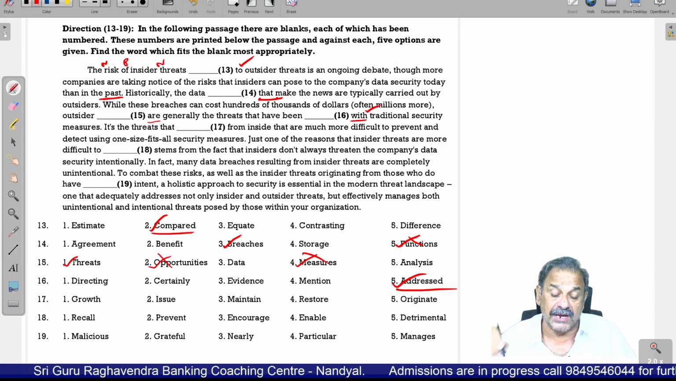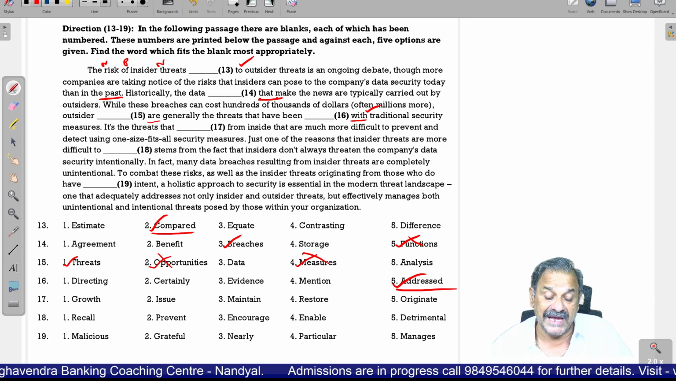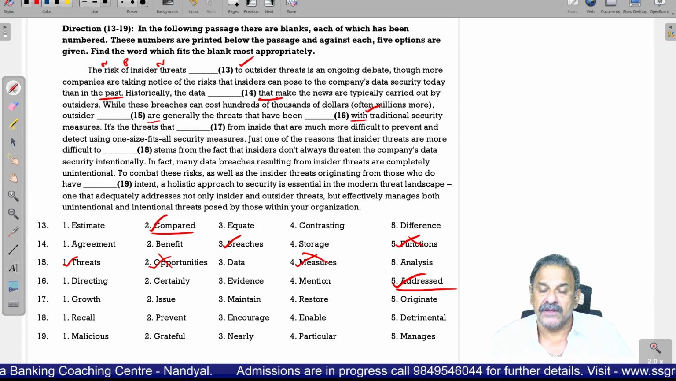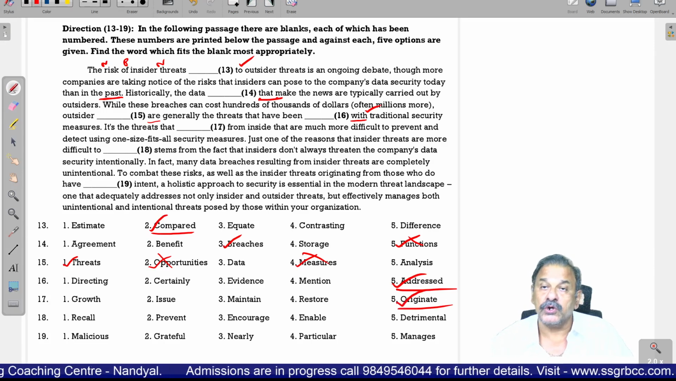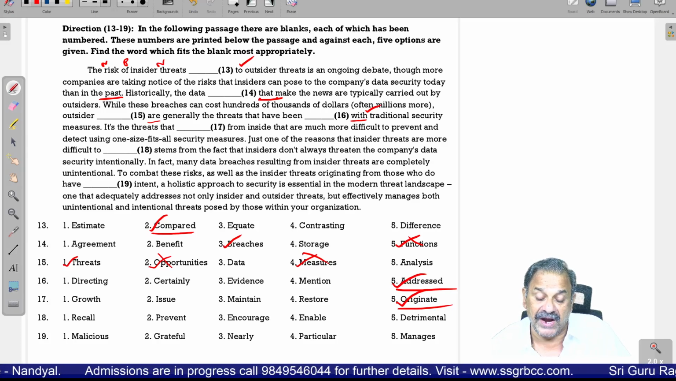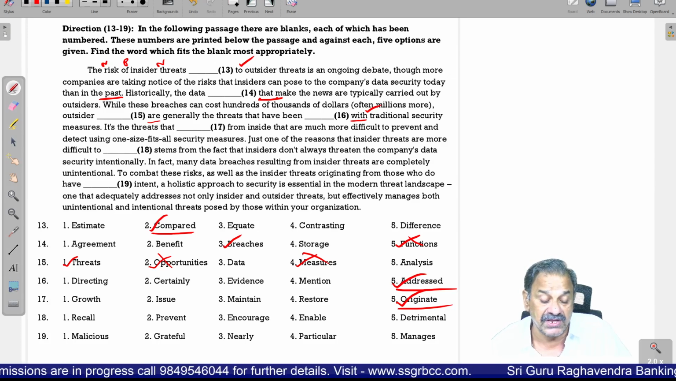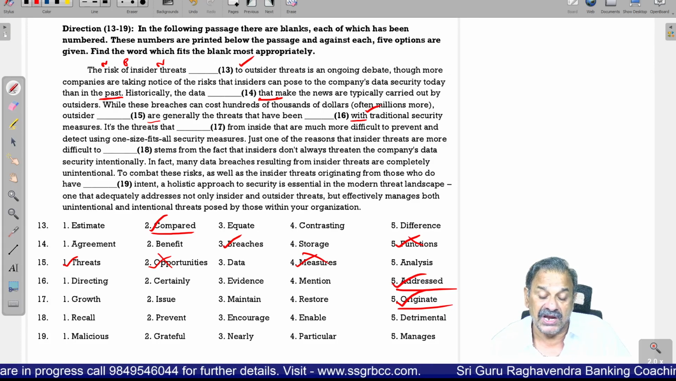To dash stems from the fact. To dash from the fact. To dash stems from the facts, so to originate the stems. To originate stems from the fact that insiders don't always threaten the company's data security intentionally.